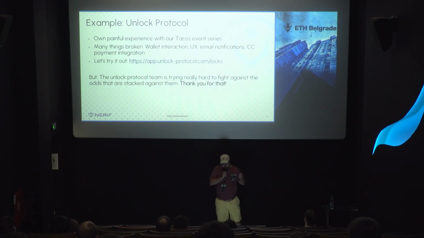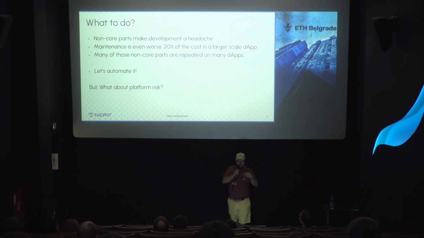But one of the outcomes of that is that actually this cross-chain interaction, this automation matters. And that's really what we do at Ethereum. So what to do about that, right? I mean, we can sum up. Those non-core parts are not really core to your smart contract. They make development a headache. They're also really expensive.